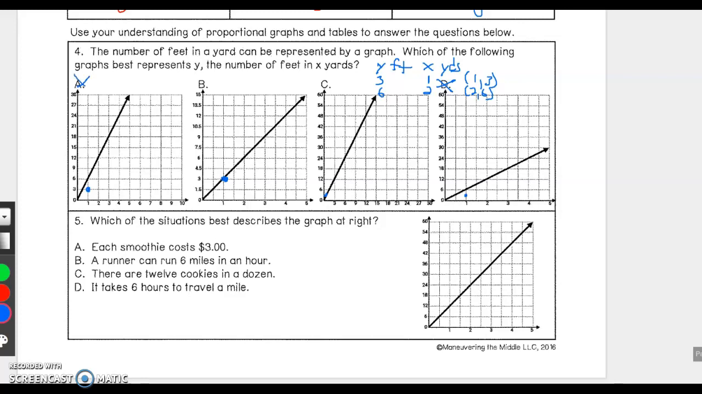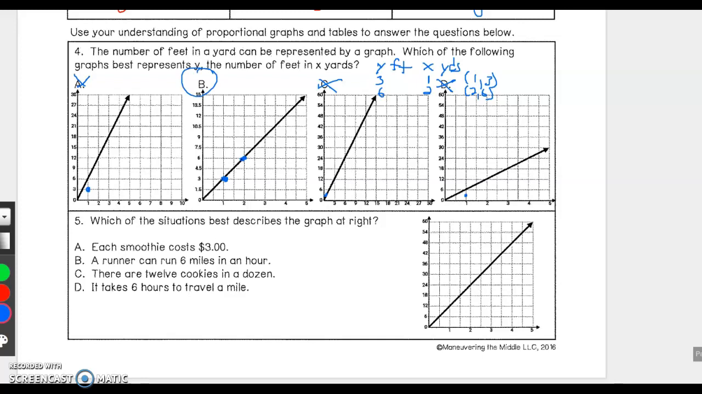Let me try the next one. Let's try 2, 6. 2, 12. Oh, we already said it wasn't that one. Okay, 2, 6. Oh, looks like it works on this one. And 2, no, 2, 6 isn't gonna, it's gonna be off there. So it looks like we have B for an answer.